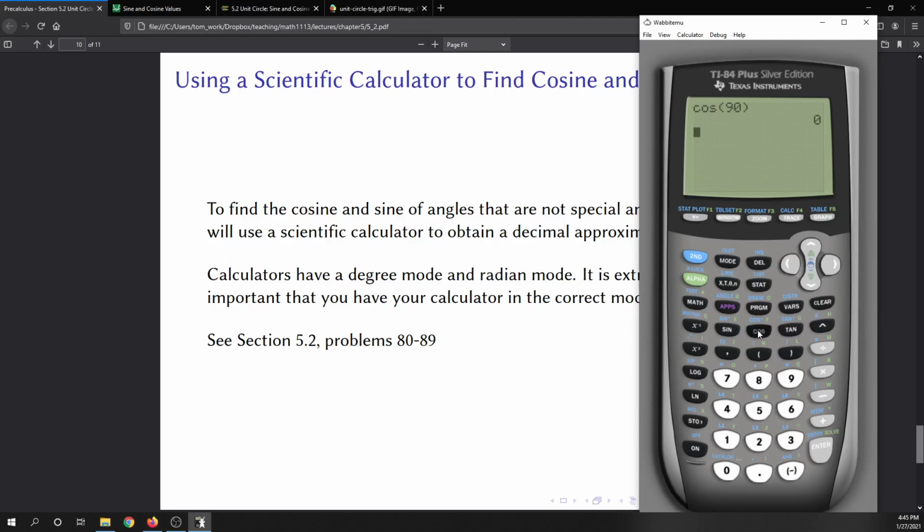Now if you wanted to do cosine of 15 degrees, it would tell you that it's that. Or if you wanted to do sine of 65 degrees, that's not one of the special angles, so you would just punch it into your calculator, similar to how I've done it here. Okay, so that's about it.